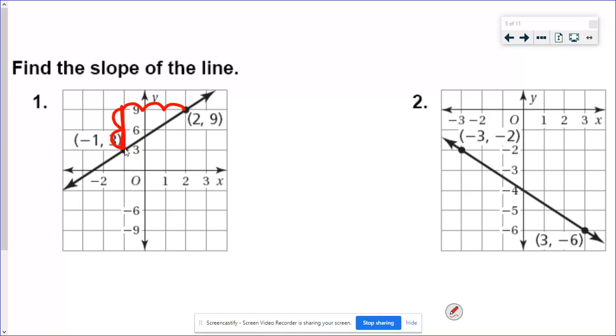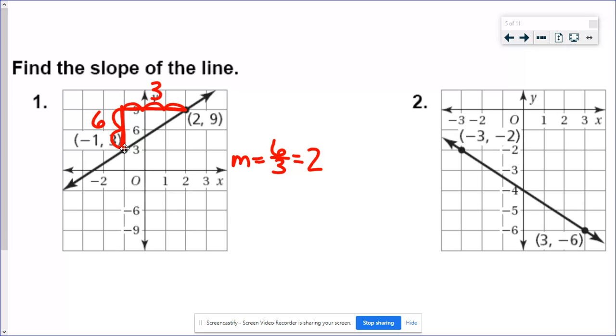That's really going up 6 units. And to go from -1 over to +2, that's over 3 units. So my slope is really 6 over 3, which is 2. Doesn't look like a slope of 2, but that's what we have to be careful about when we see graphs like that.